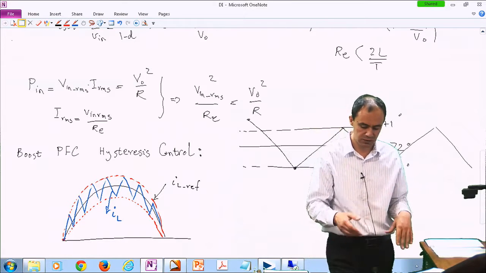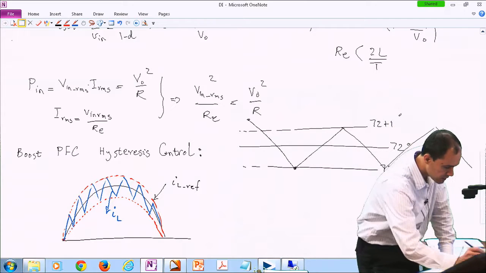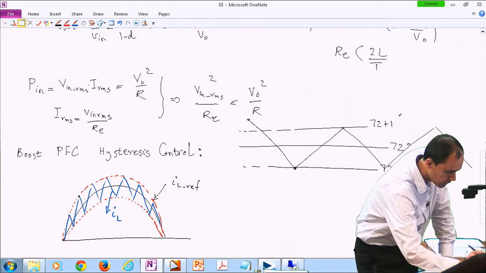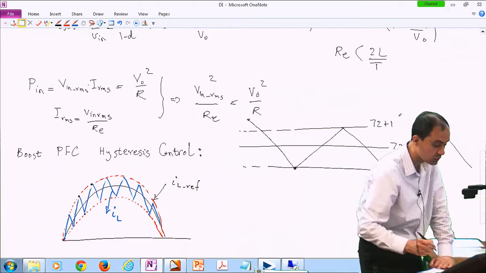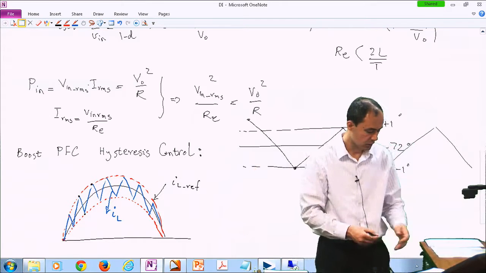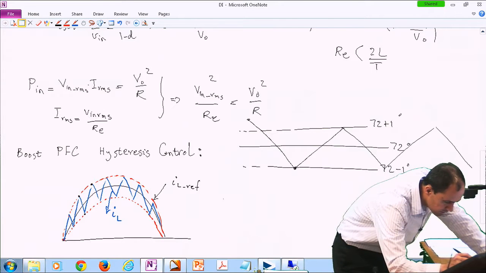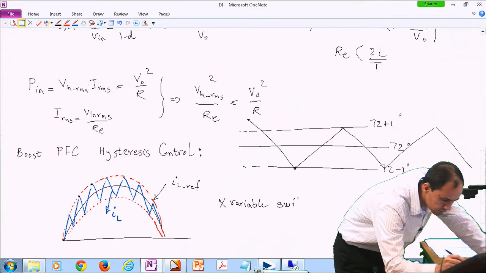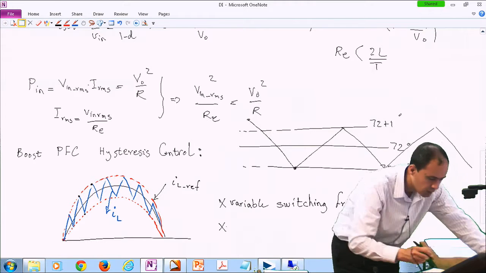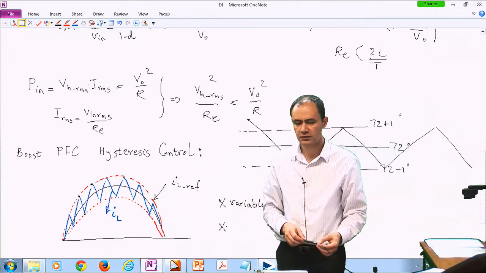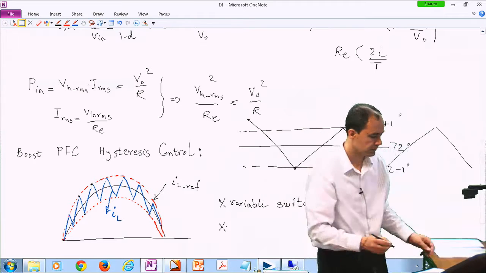The switching frequency is determined by the parameters of the system, when it is that you get to this point, when it is that you get to this point, and then when it is that you get to this point. So that's, for instance, one period. So the major disadvantage over here is variable switching frequency. The other disadvantage is you are very sensitive to noise, okay?